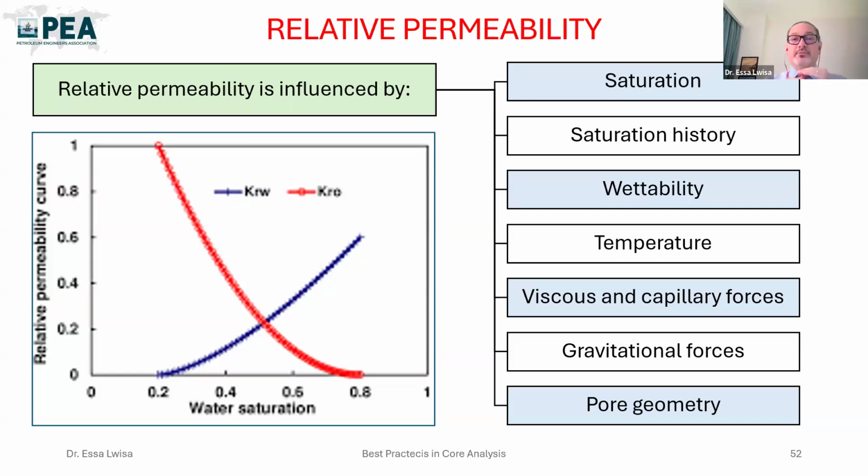Now the ratio is the relative permeability. Relative permeability is influenced by the following. First one is saturation: water saturation, gas saturation, and oil saturation. Of course, we can run the relative permeability test for example, liquid or liquid gas. Okay.